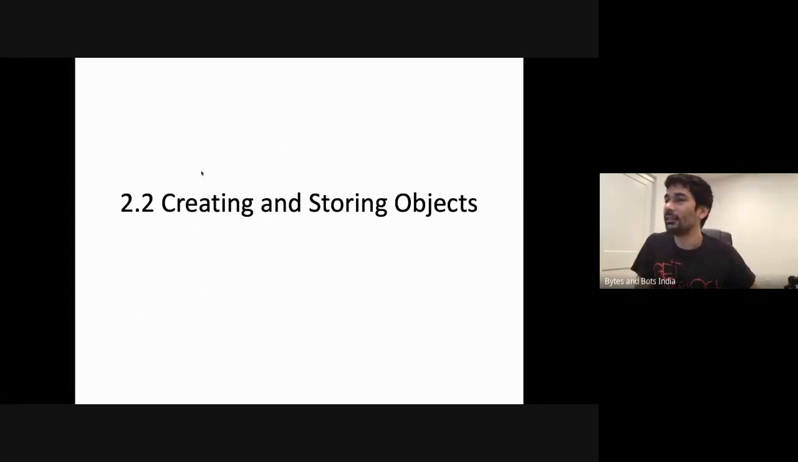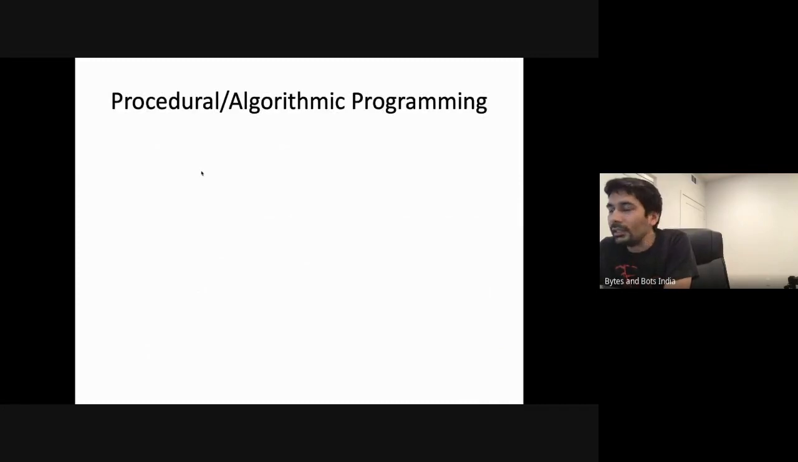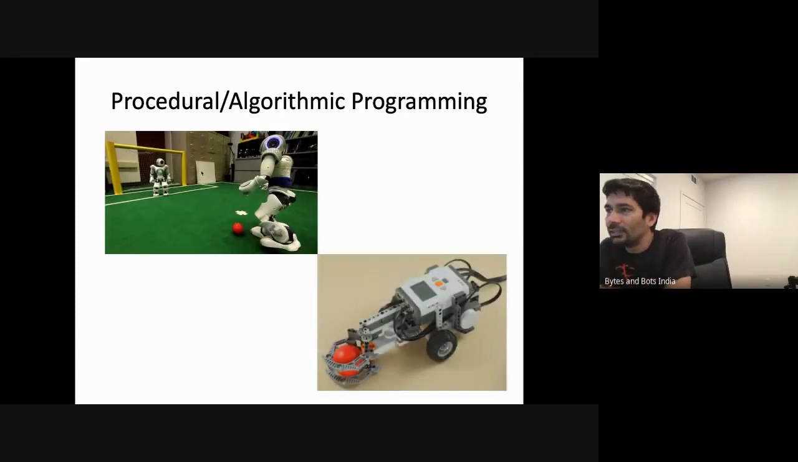Moving on to the next section, creating and storing objects, right? Now we saw how a class can be used to create objects, so now we'll create an object. But before we do that, let's look at this simple example of why we should use classes and objects to begin with. There's a robot trying to play soccer, and I think a lot of you must be familiar with this Minecraft object here, which is trying to grab a ball.